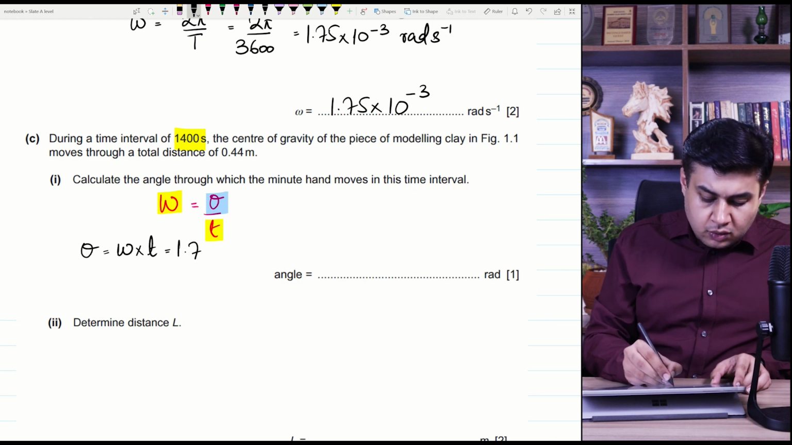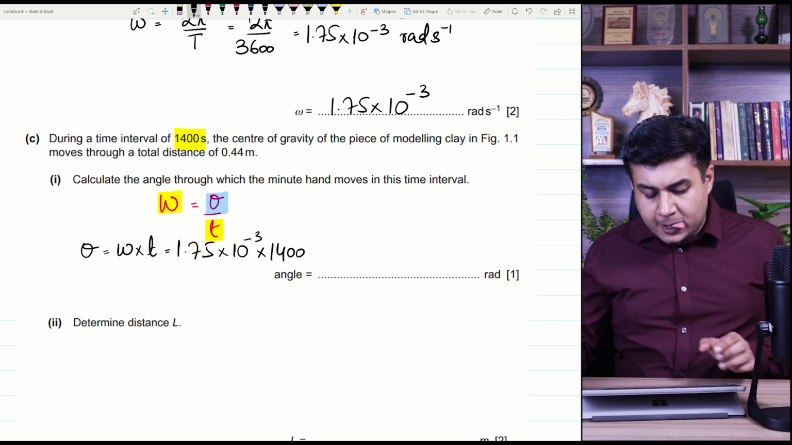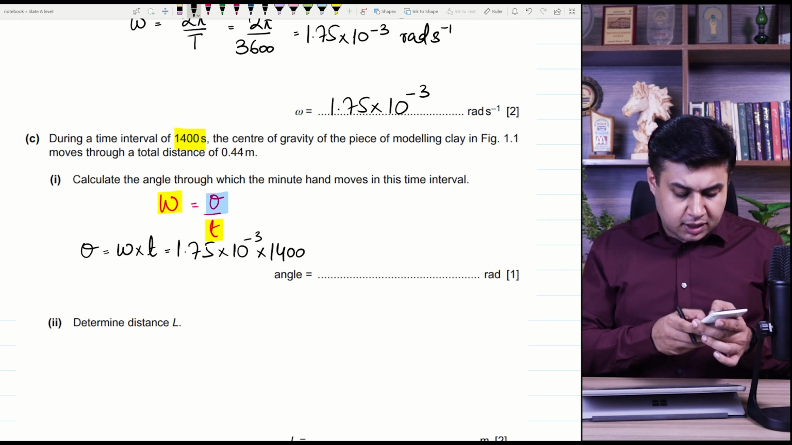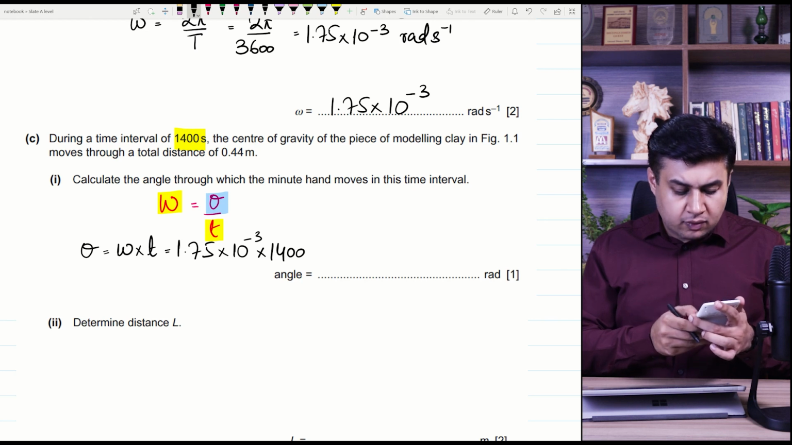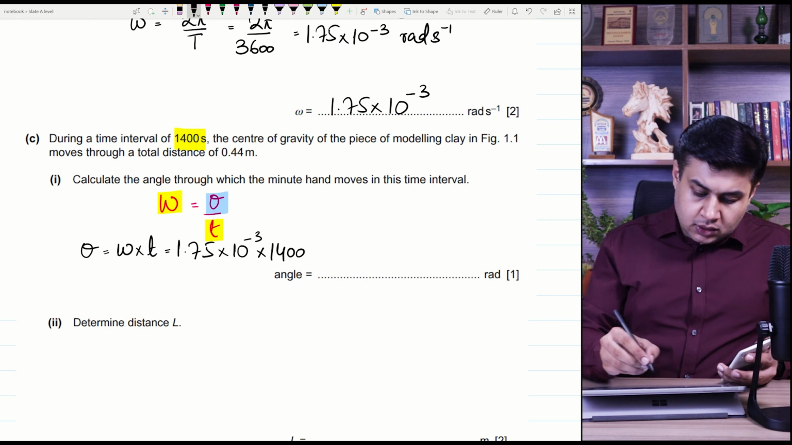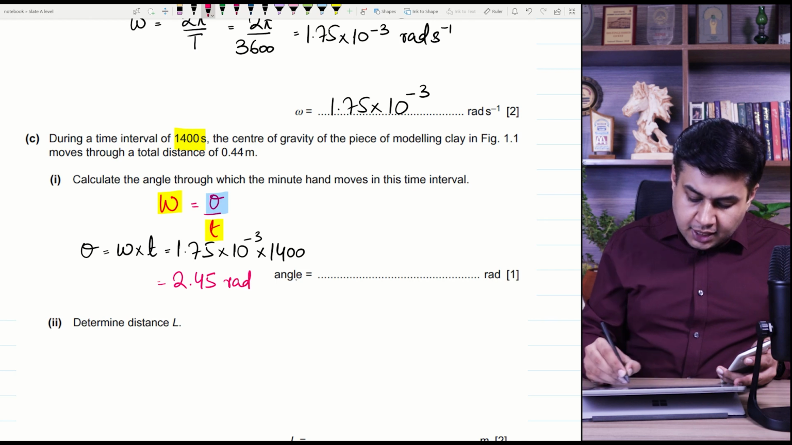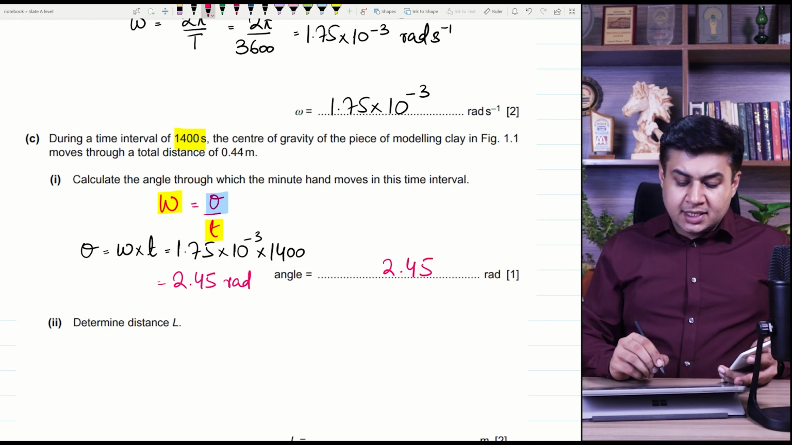Omega is 1.75 times 10 raised to power minus 3, and the given time is 1400 seconds, right? Okay. So 1.75 multiplied by 10 raised to power minus 3 multiplied by 1400 seconds, your value is exactly 2.45. So the angle will be 2.45 radians. Right? 2.45 radians. Determine length L.